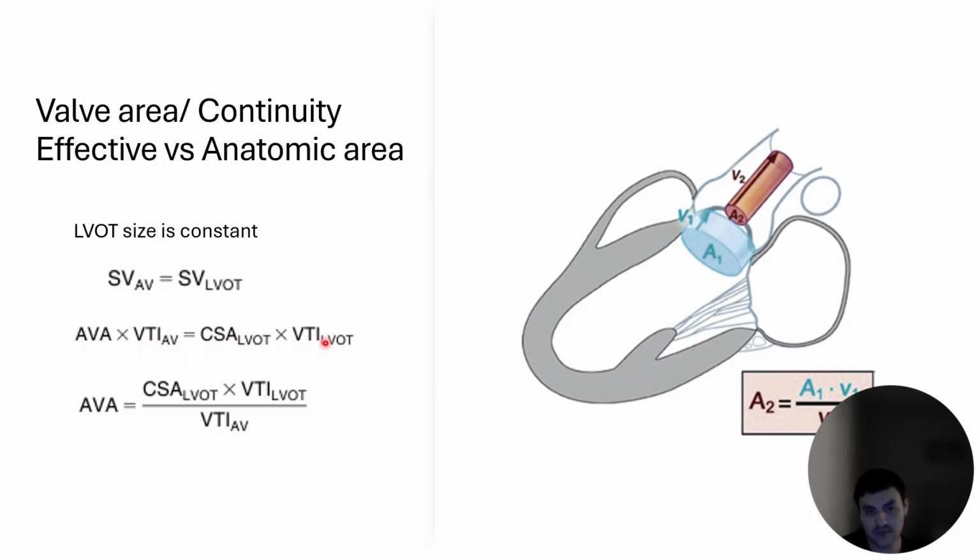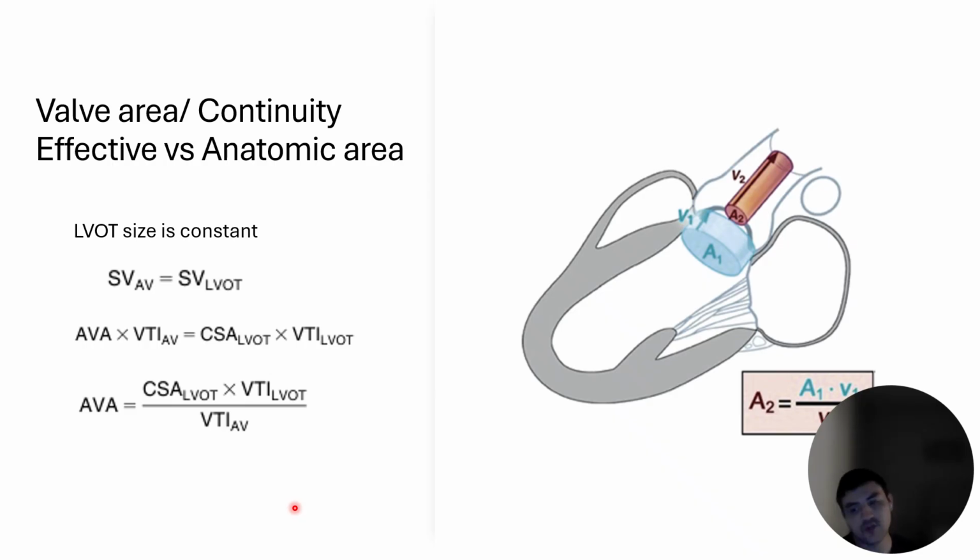Now, if you put, for example, a pulse wave Doppler here, you are going to have the VTI of the LVOT. And in the continuity equation, you're assuming the highest velocity is in the aortic valve here. So you can just rearrange your formula: multiply the area of the LVOT times the VTI of the LVOT, divided by the VTI of the aortic valve, and then you are going to have the aortic valve area.